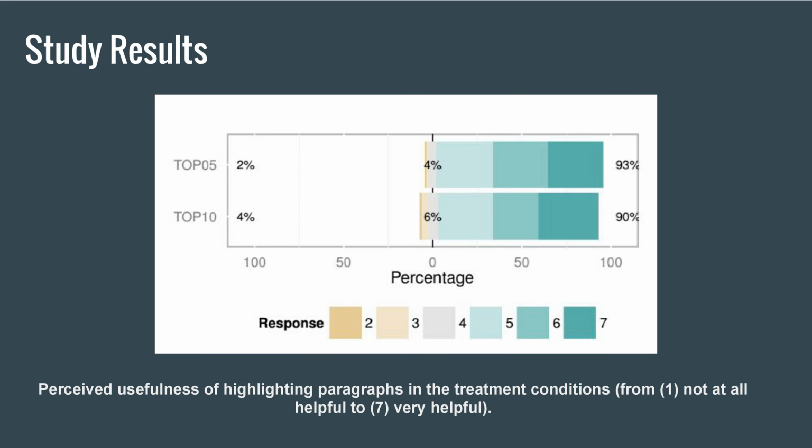This figure represents the perceived usefulness of highlighting paragraphs. As it is biased towards the positive side, it can be seen that highlighting the paragraphs indeed helped annotators.